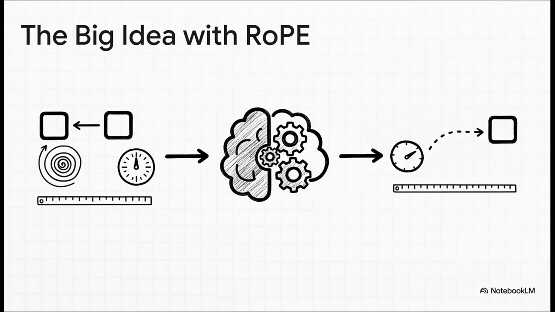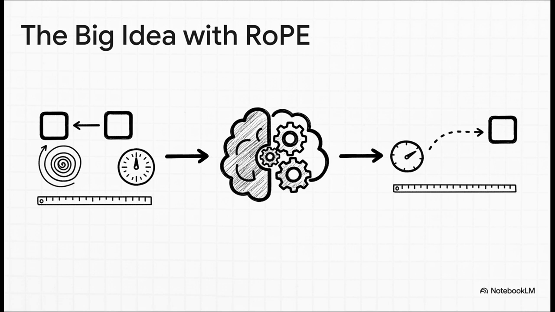So let's put it all together. What's the big idea with RoPE? Well, it teaches an AI about word order by focusing on the relative distance between words, not their absolute spot. It uses this beautiful, simple idea of rotation to encode that distance. And by combining fast and slow rotations, it can understand the grammar inside a single sentence and the big ideas across a whole document, all at the same time.